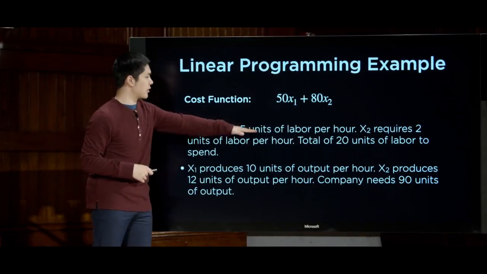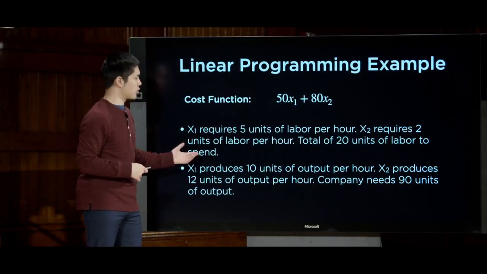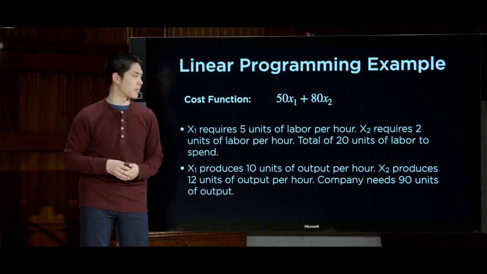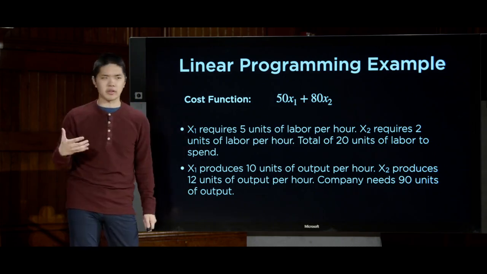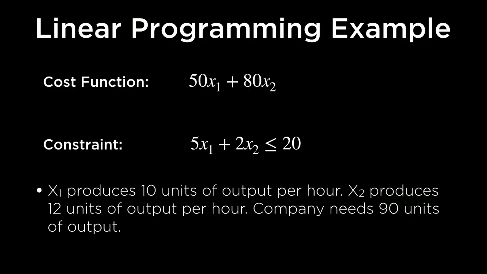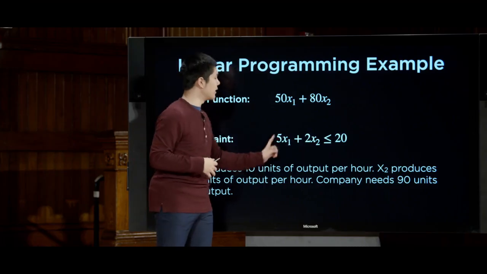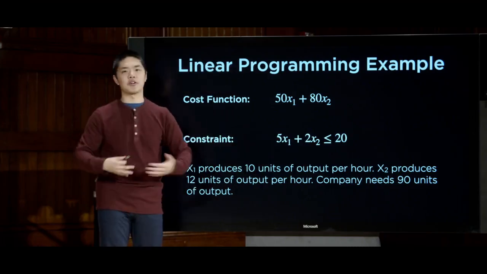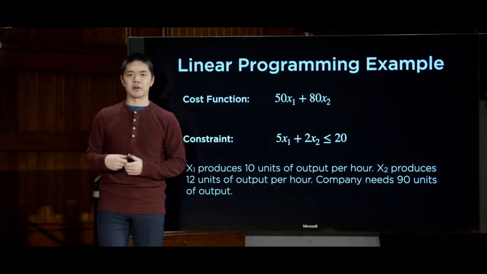x1 requires 5 units of labor per hour, x2 requires 2, and we have a total of 20 units of labor to spend. And so that gives us a constraint of this form: 5 times x1 plus 2 times x2 is less than or equal to 20. 20 is the total number of units of labor we have to spend, and that's spent across x1 and x2, each of which requires a different number of units of labor per hour.